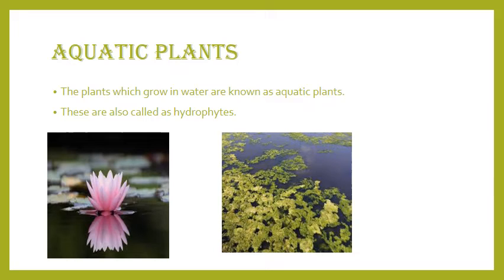So first, what are the aquatic plants? Plants like the lotus plant, hydrilla plant, algae plant. The plants which grow in the water are known as aquatic plants, and we can also call these plants hydrophytic.